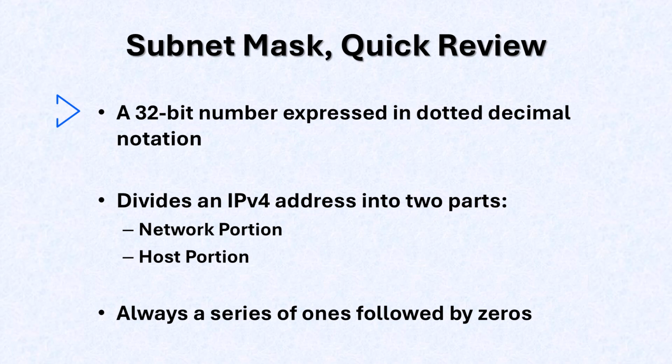As previously noted, the subnet mask is a 32-bit number. It is expressed using dotted decimal notation. It divides an IPv4 address into two parts: the network portion and the host portion. It is always a series of ones, followed by zeros.